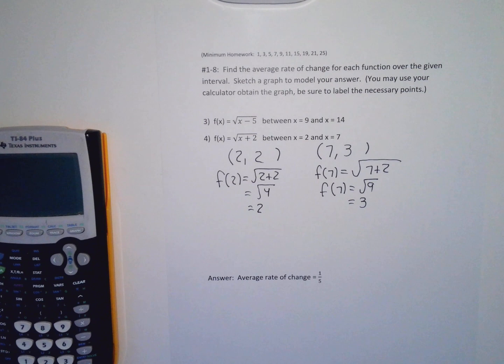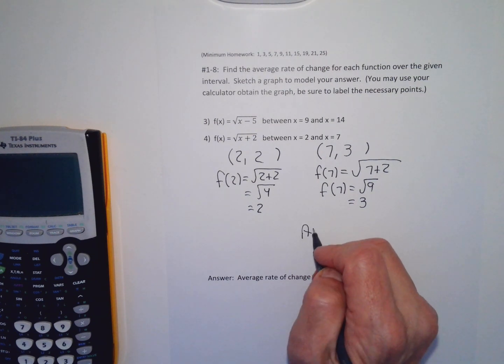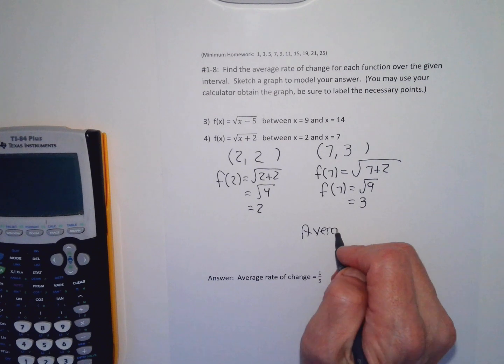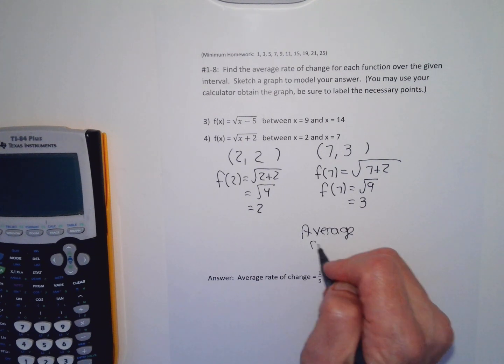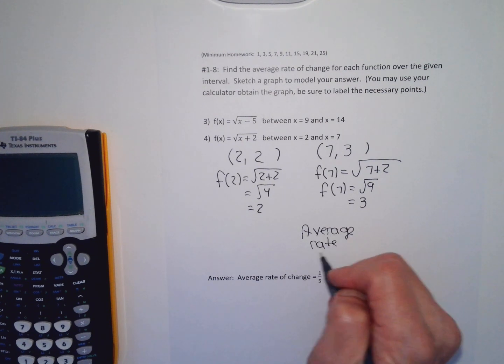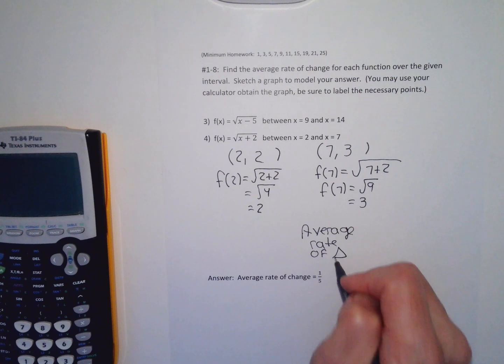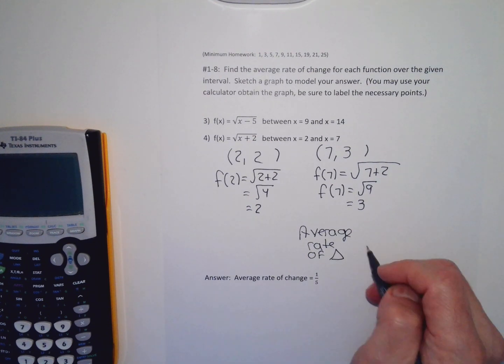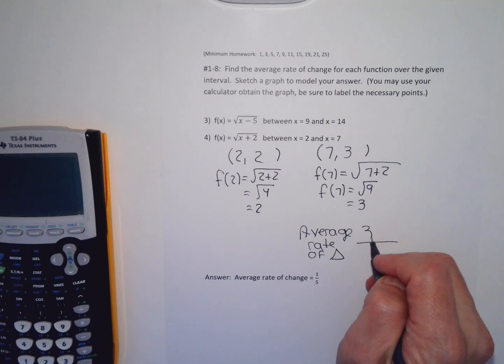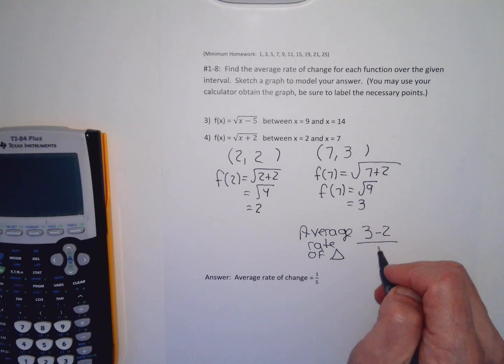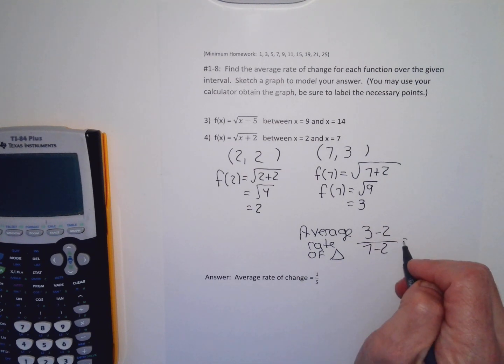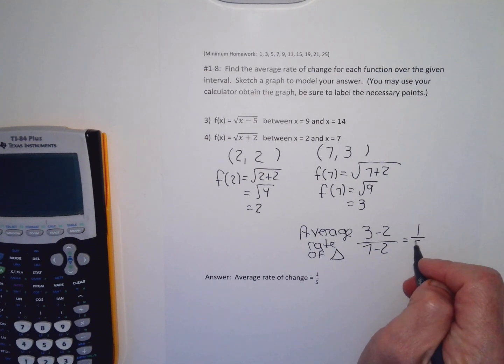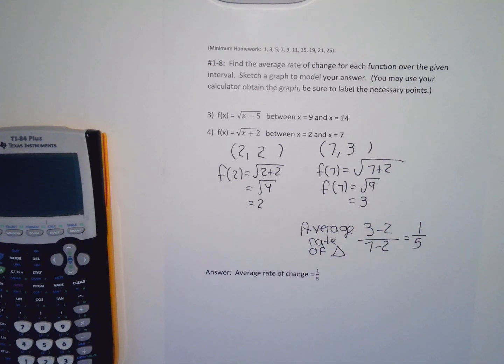So now I've created my x's and my y's. My average rate of change now is just the slope of the line that connects the 2 points. Sometimes I use a little triangle instead of writing change. And I'm going to go y2 minus y1, 3 minus 2, divided by x2 minus x1, 7 minus 2. And the average rate of change is just going to be 1/5.